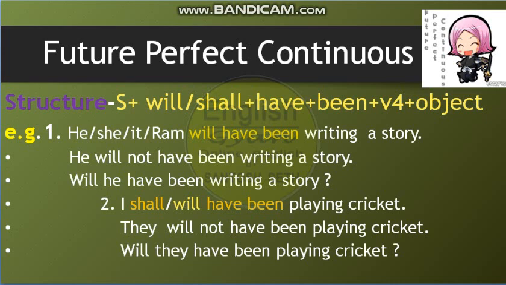Okay, and the object is very important. Without an object in passive voice, it would not be possible for you to change sentences. And you know very well what an object is. Just put what with the verb and you will get the object. Rama will have been writing a story. Rama will have been writing what? A story. So a story is the object.